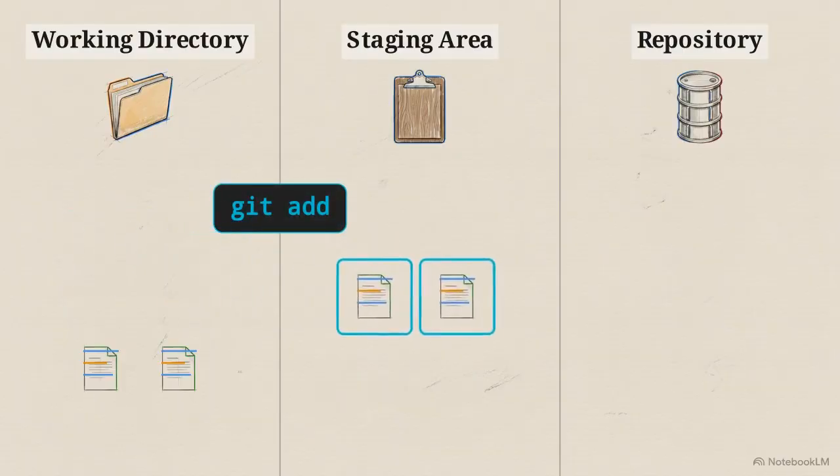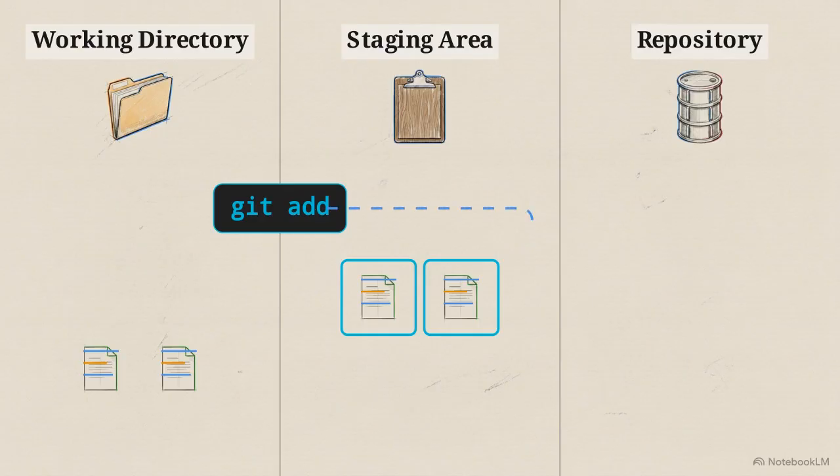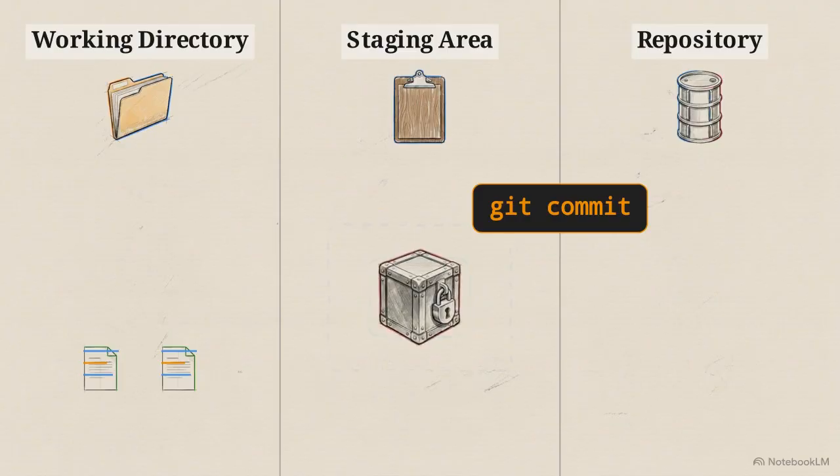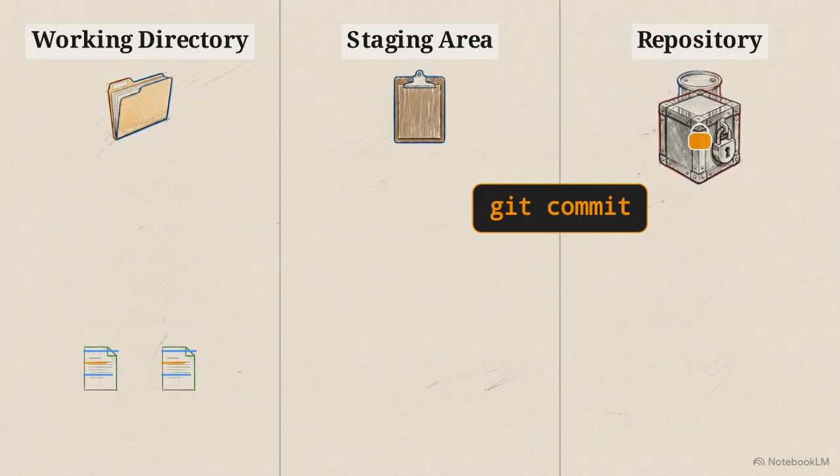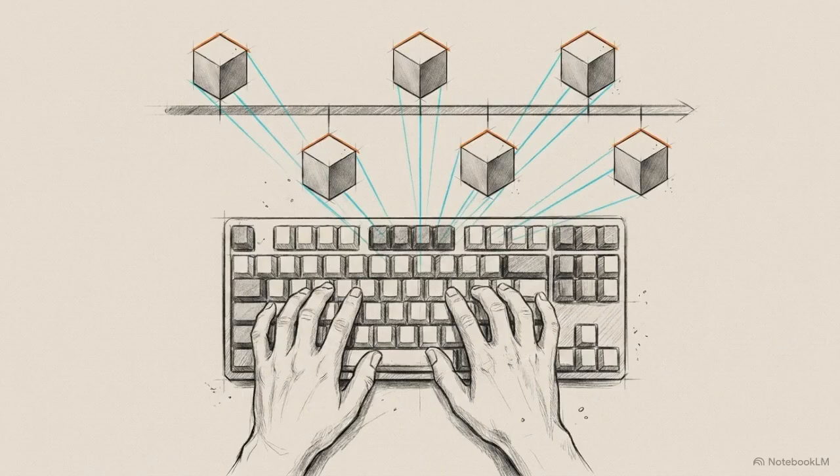Developers use the add command to select files for tracking, moving them into the staging area. This preparation zone allows developers to group specific changes before saving. Once the set is ready, the commit command triggers the process of writing those changes into the database. The repository is an immutable object database, storing the project's history as permanent snapshots. This separation forces a developer to curate history intentionally. Instead of saving every keystroke, the project history becomes a clean series of logical checkpoints.